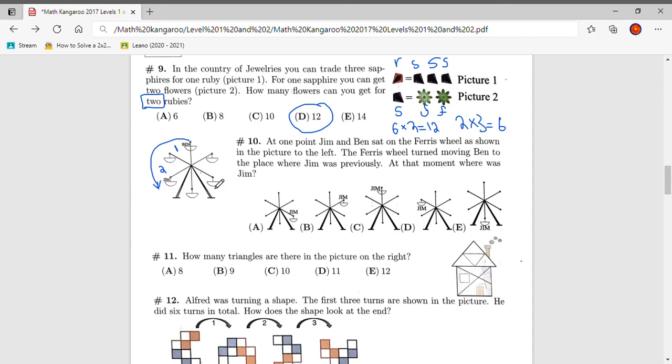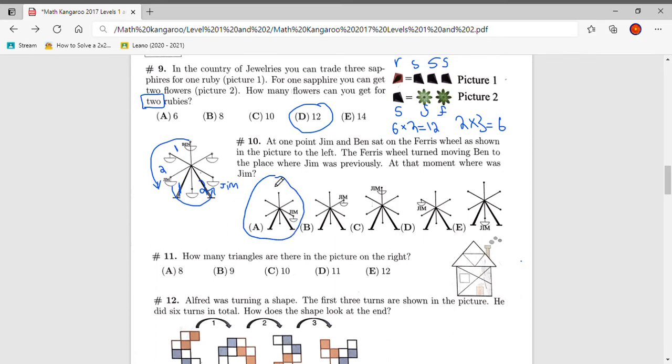So we have to move Jim somewhere, but making sure he only crosses 2 intervals. So here we have 1 interval and 2 intervals. So Jim will reach from here to here. So that means that the picture has to have Jim over here. So we can see that the picture that has Jim over here is A.